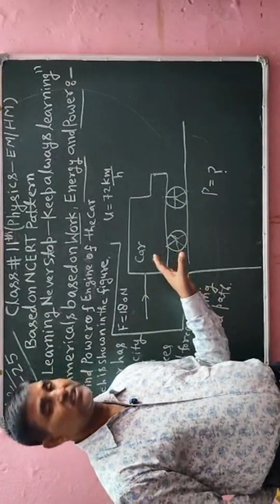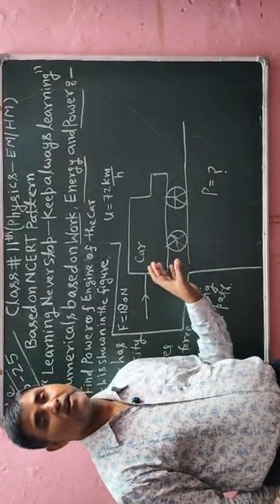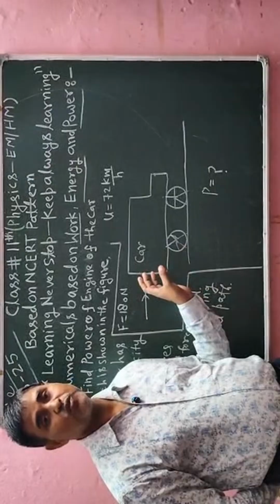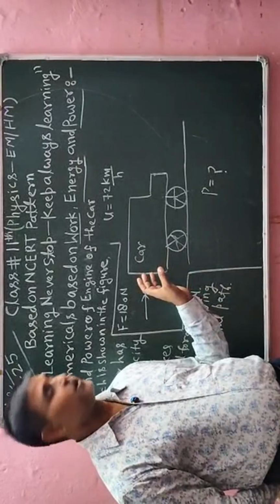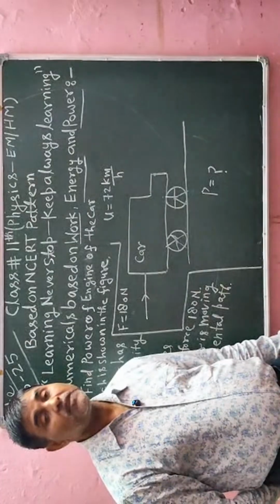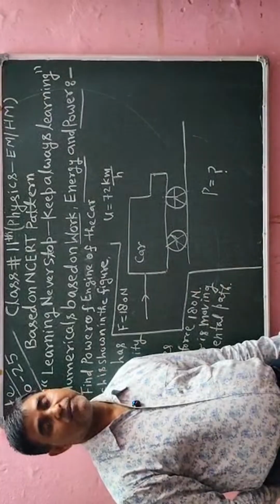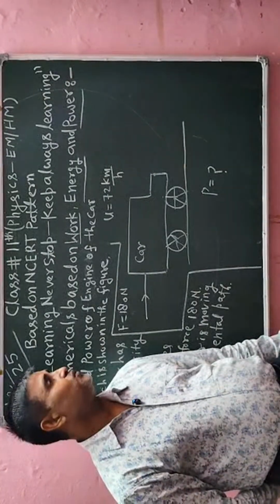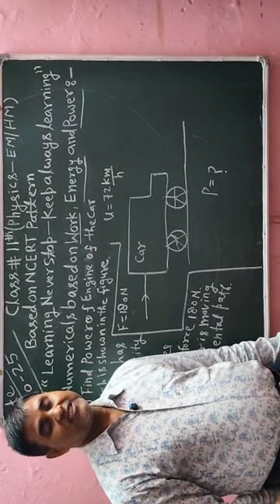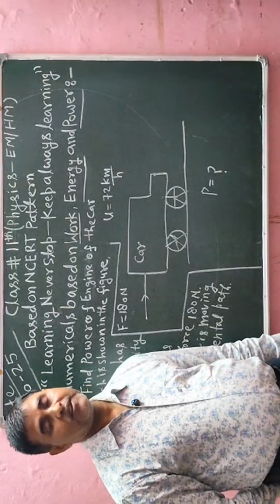Okay, student. So this question is very important, and you have to concentrate here to understand how we have to calculate the power of engine of the car. Okay, so each and every student knows about the concept of power. What is the definition of the power? Power is the rate at which the work is done. That is P is equal to W divided by T.